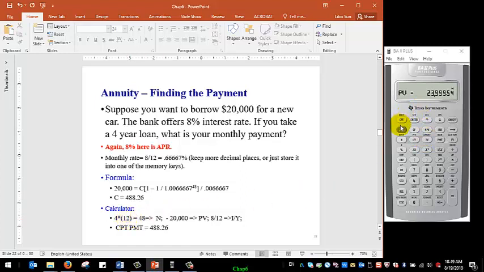So let's try again. Let's clear everything. I'm going to put 4 years times 12, which is 48, into N. I use 8 divided by 12 to get the monthly rate, I/Y. Then I borrow 20,000, put it into PV, then compute payment, right, for 488.26.